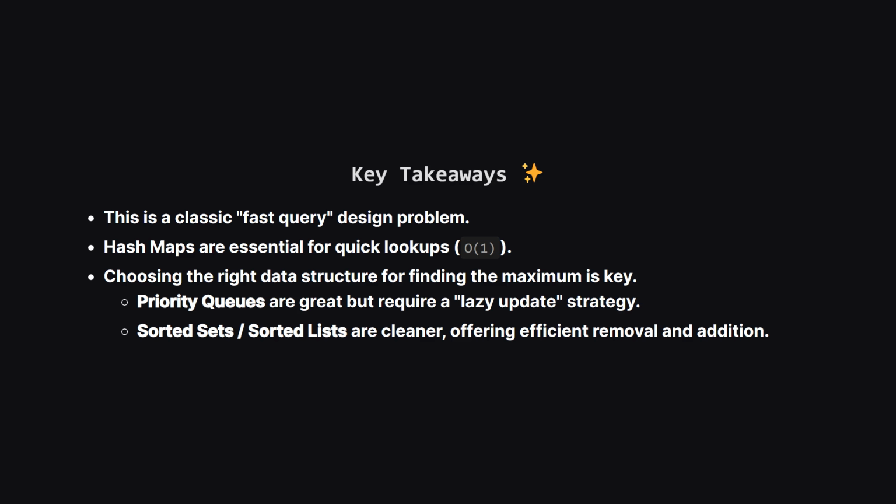So to wrap up, this problem is a fantastic example of how picking the right data structures is crucial for performance. Hash maps gave us the fast lookups we needed. And for the core challenge of finding the highest rated item, we saw two great solutions. The priority queue with its clever lazy update trick, and the more direct and robust sorted list approach. Both are excellent patterns to have in your toolkit.